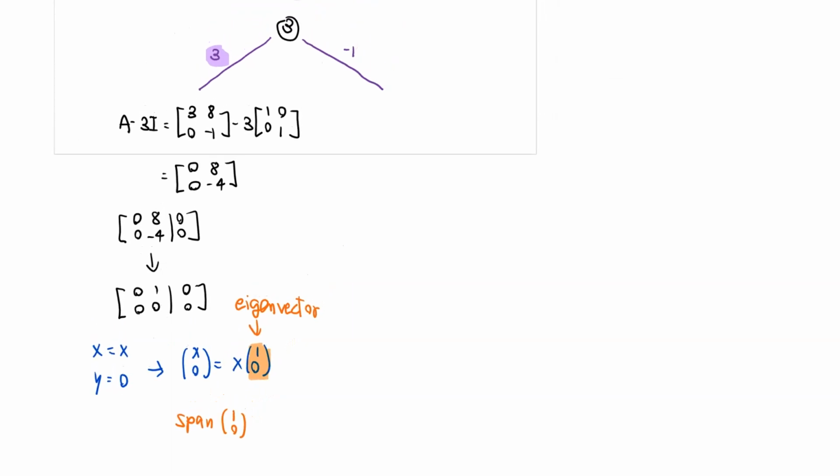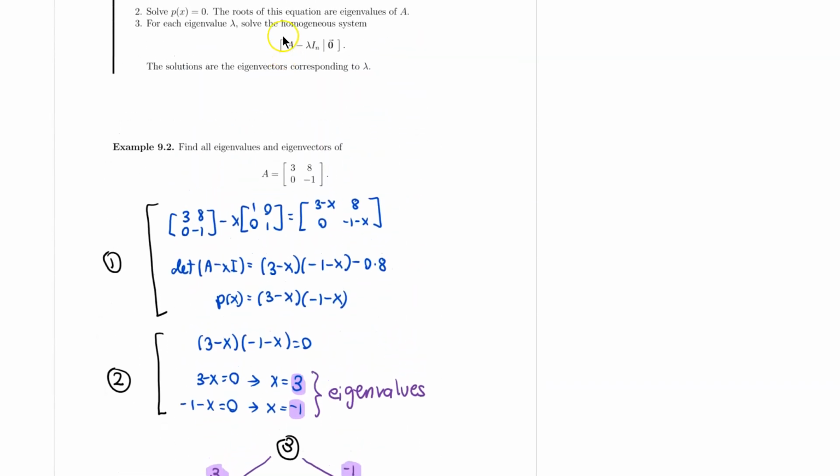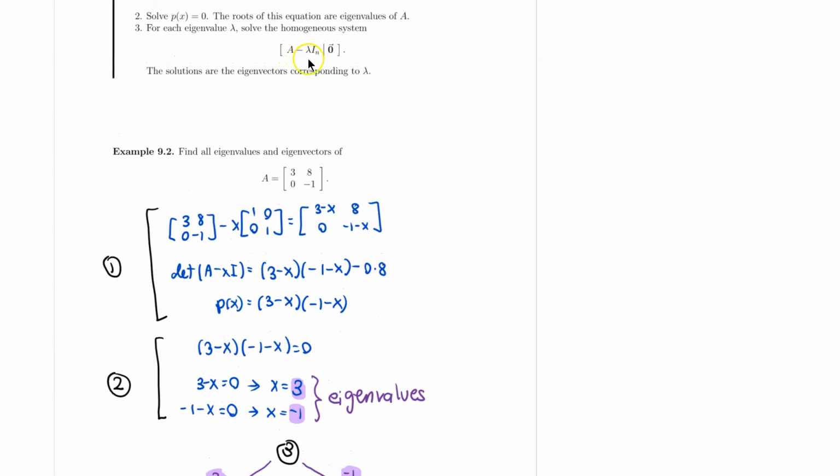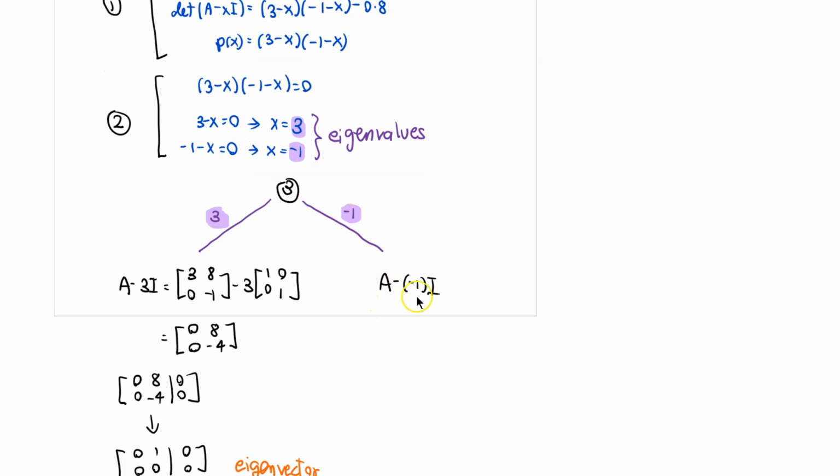So now, let's try to find the eigenvector that corresponds to when my eigenvalue is negative 1. I'm going to do the same thing here. I'm going to compute A minus negative 1 times I. Once again, that's A minus the eigenvalue times I, and because the eigenvalue is negative 1, it's A minus negative 1 times I, which is just A plus I. And that's going to be 3, 8, 0, negative 1, plus 1, 0, 0, 1, and that will give me, let's see, 4, 8, and then 0, 0.